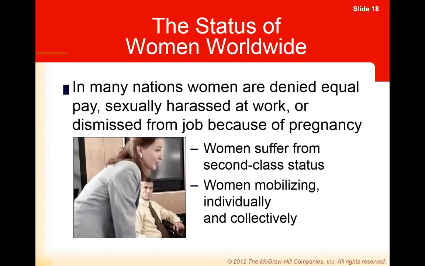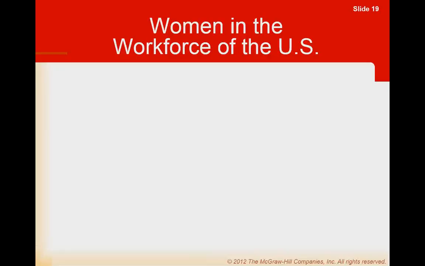However, as we've seen, women mobilize individually and collectively. In the United States of America, there have been three big waves of feminism. The first one started in the late 19th century. There were a lot of women involved with the temperance movement, then the suffragist movement, and then the equal rights movement. And so we've seen these collective mobilizations of women that have achieved some of their goals.